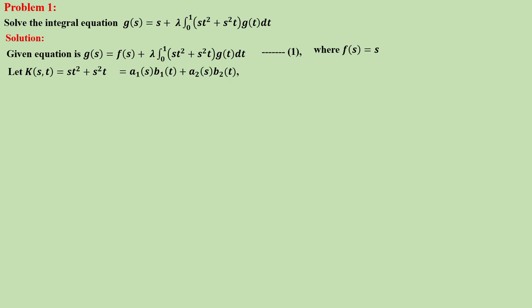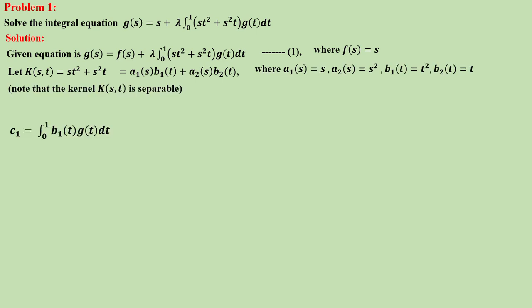This can be written as a₁(s) b₁(t), the first term, where a₁(s) is s and b₁(t) is t², plus the second term a₂(s) b₂(t), where a₂(s) is s² and b₂(t) is t. So this is a separable kernel.